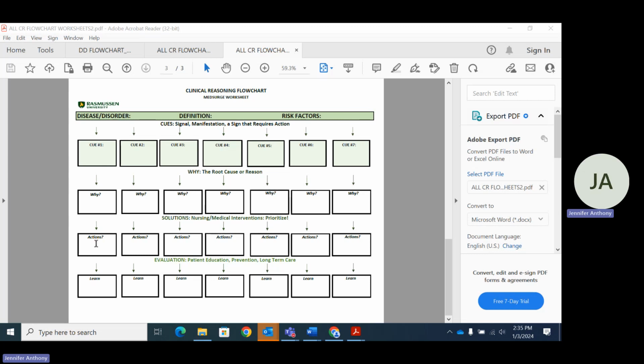What solutions would you have? Nursing, medical interventions. What would you do for that particular problem? How would you prioritize out all of these actions? Who would do those actions? Can a CNA do them? Can a UAP do them? Can an LPN do them? And then finally, how will you ensure that your patient knows how to either manage or prevent that particular cue from occurring again within this disease disorder?